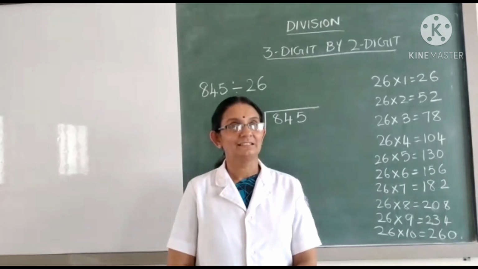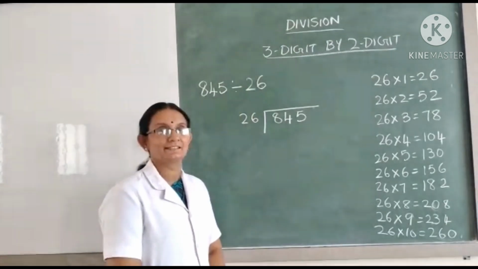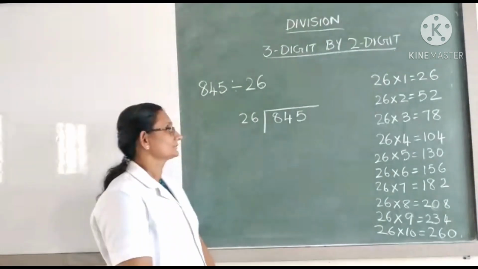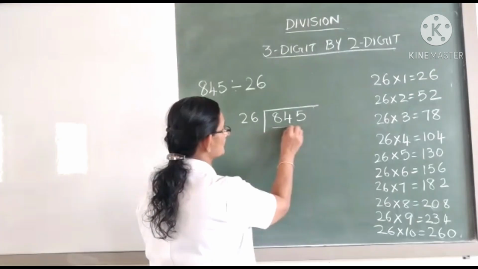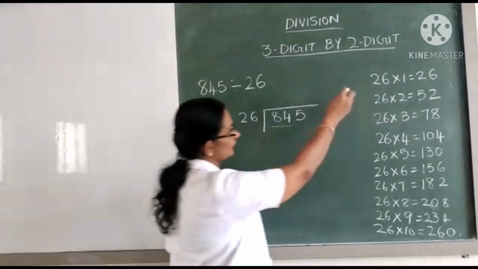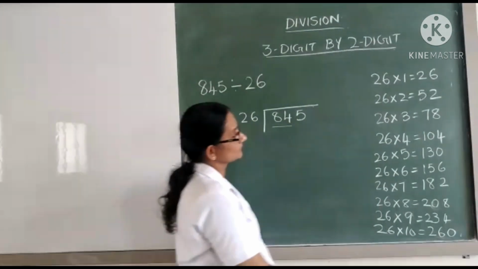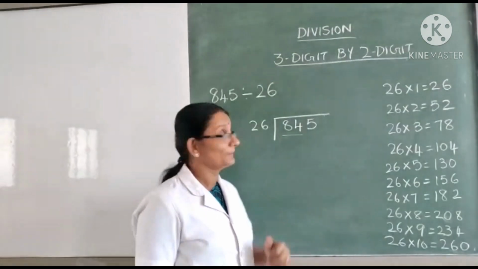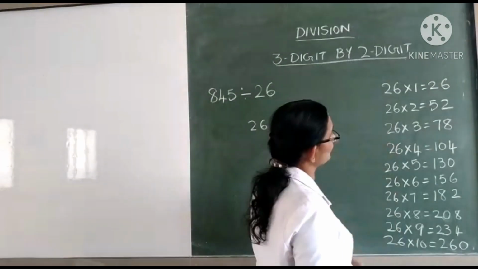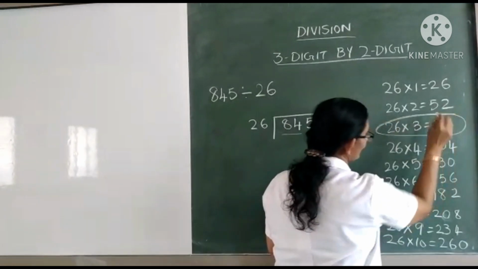So, now let us divide 845 by 26. So, we have to consider the first two digits 8 and 4. Now look at the table of 26 and see how many times 26 goes in 84. So, how many times will 26 go in 84? Yes, 3 times. Isn't it?